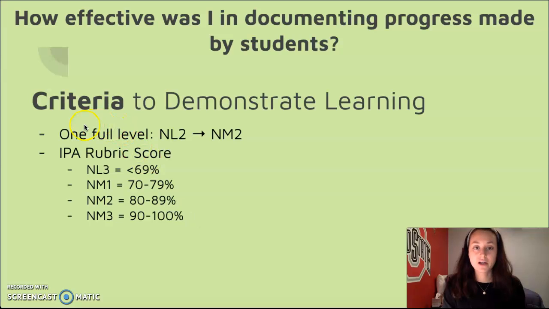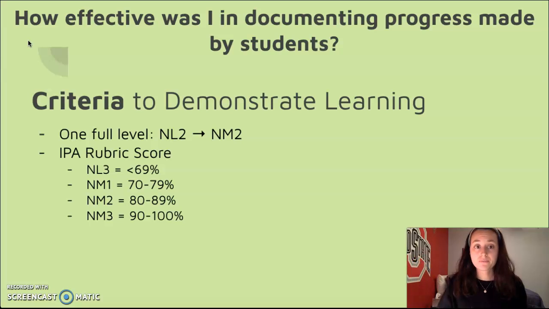Turning now to criteria that demonstrated learning. In order to meet the growth target for this SLO, students were expected to grow one full level. Because we did not have a formal pre-assessment, all students were placed at Novice Low 2 in regards to how they could perform this specific task with the minimal prior knowledge they had.